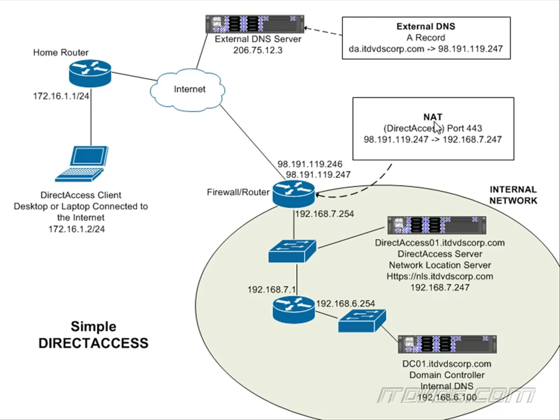Next, we're going to create a NAT on our firewall so that when our Direct Access client tries to contact da.itdbscorp.com, it hits the external IP address, 98.191.119.247. Our firewall then translates that to the internal IP address of our Direct Access server, which is 192.168.7.247, and it's going to be on port 443.